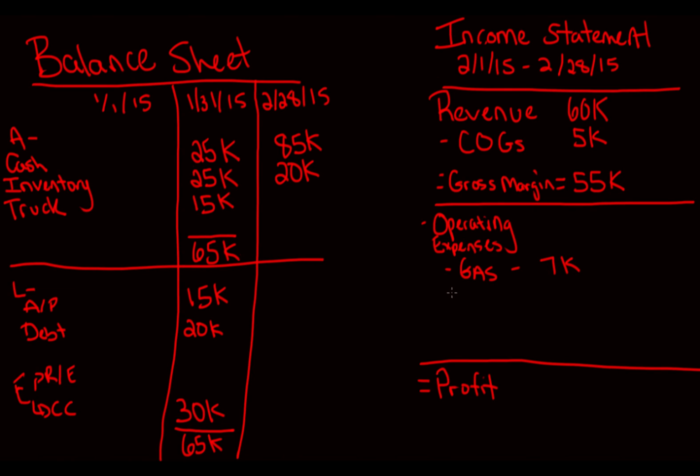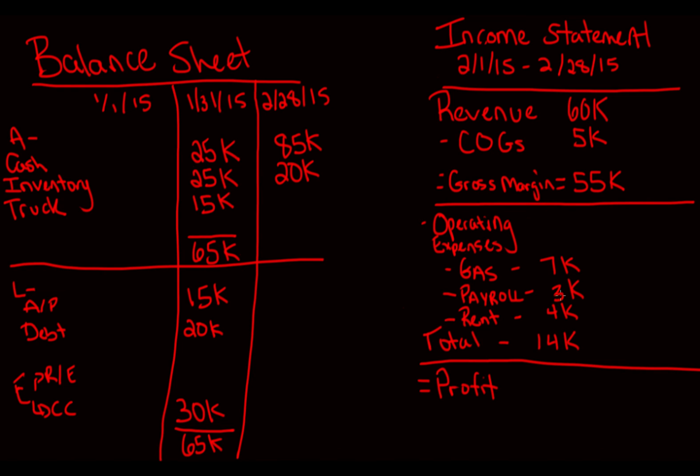Let's say we also had payroll. We had to pay some people. Let's say that was 3,000. Just make my numbers here a little even. And let's say, what else is an expense that we could have? Let's say, I don't know, rent for our warehouse. We had to pay some rent on our refrigerator to keep the ice cream cold when the truck wasn't running. Let's say that was 4,000. So that's a total operating expenses of 14,000.